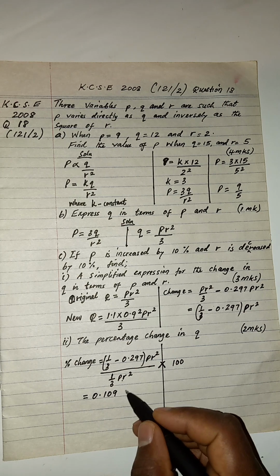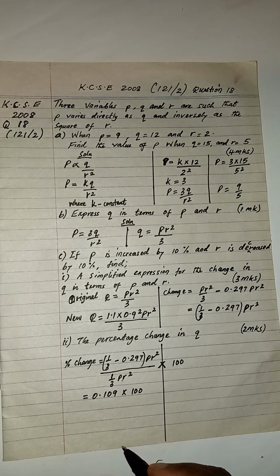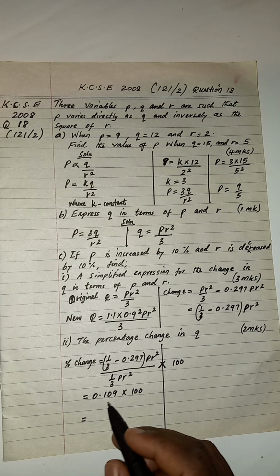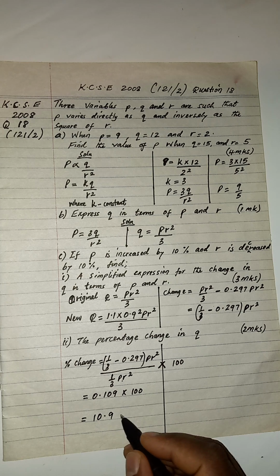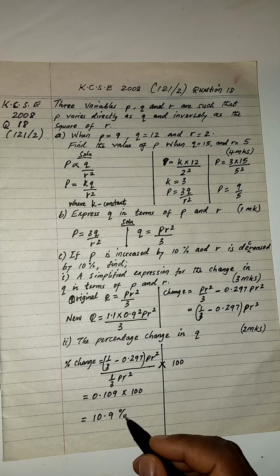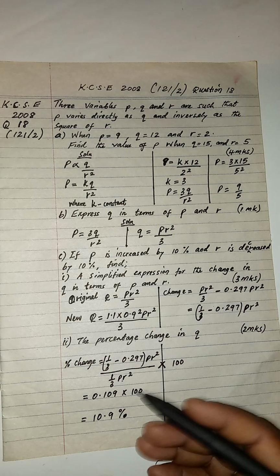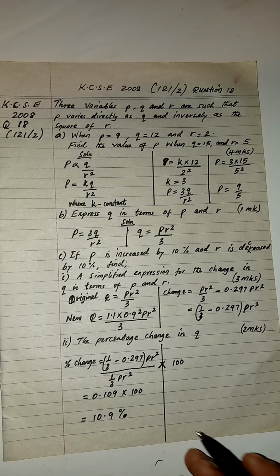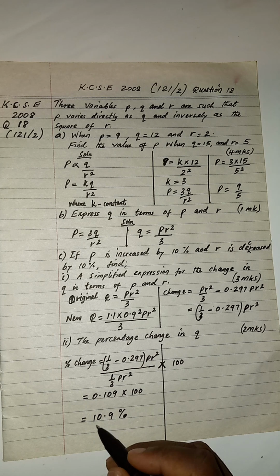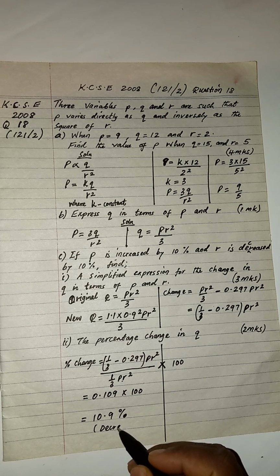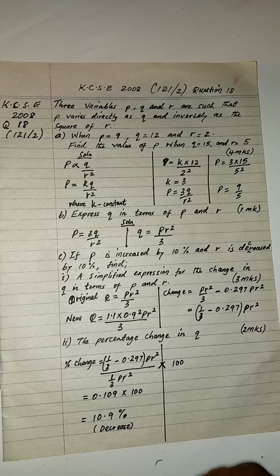0.109 times 100%. So this will give us 0.109 times 100. It will give us 10.9%. That is the change, and you can be told to write whether it is an increase or a decrease. In our case here, this is a percentage decrease. So Q decreased at the rate of 10.9%.